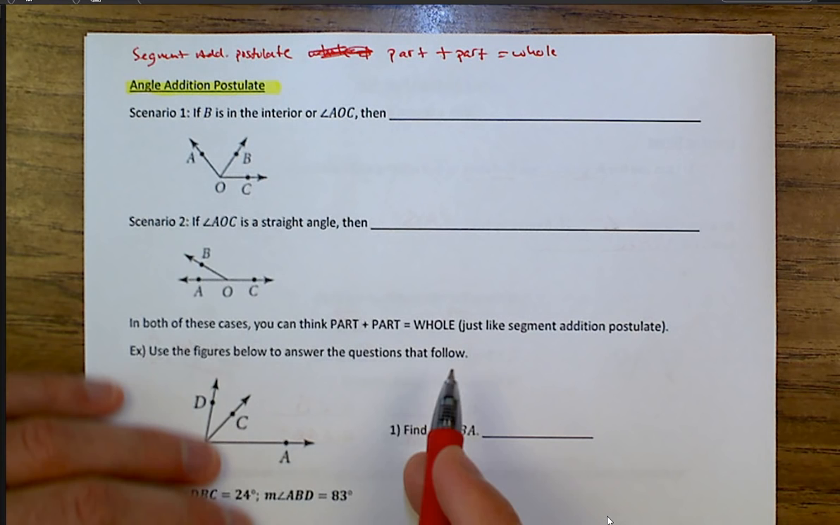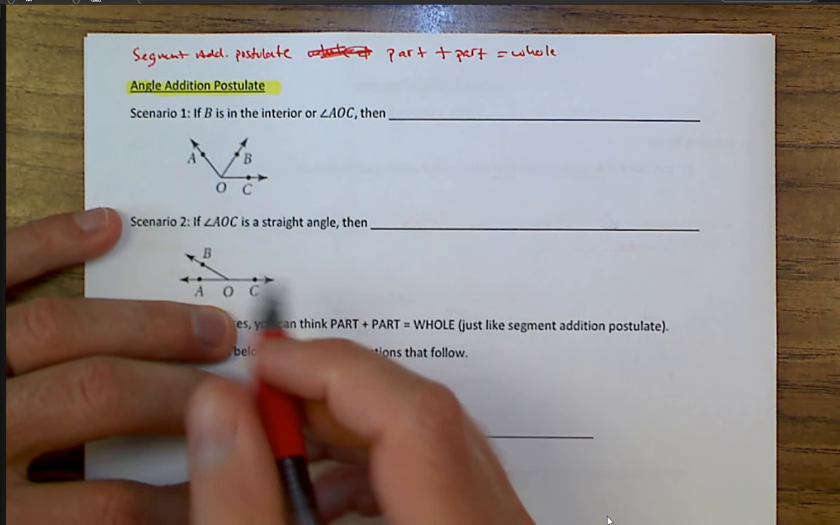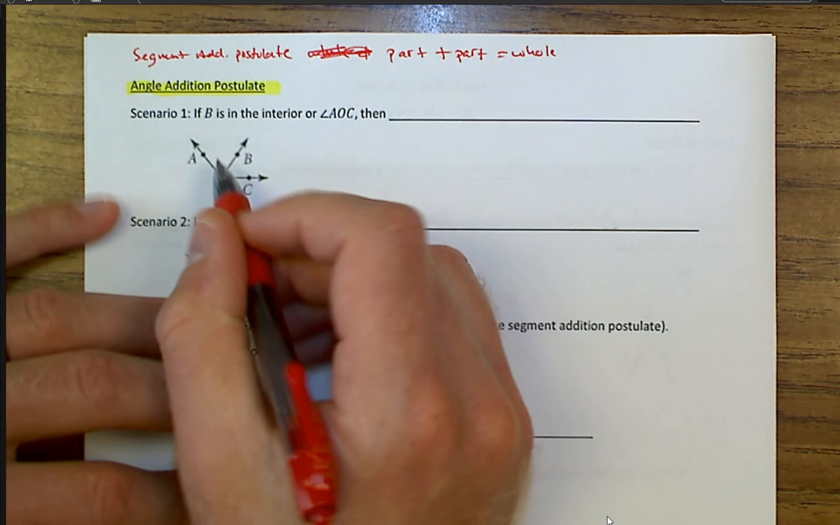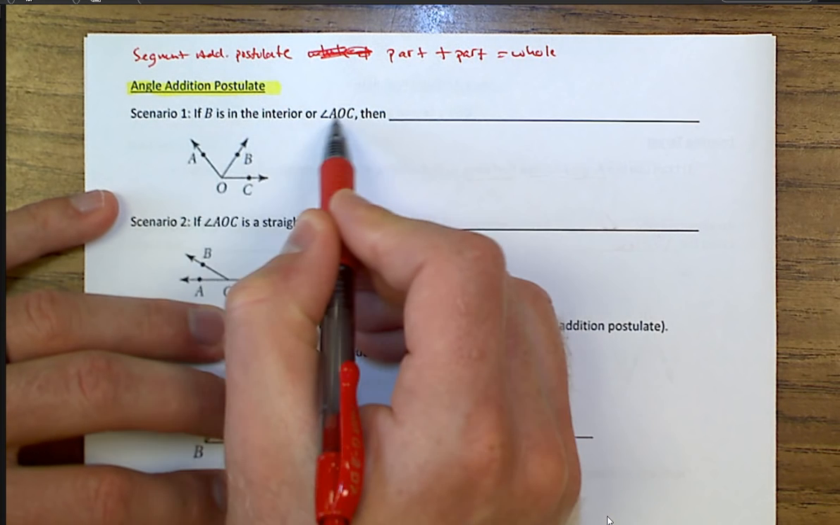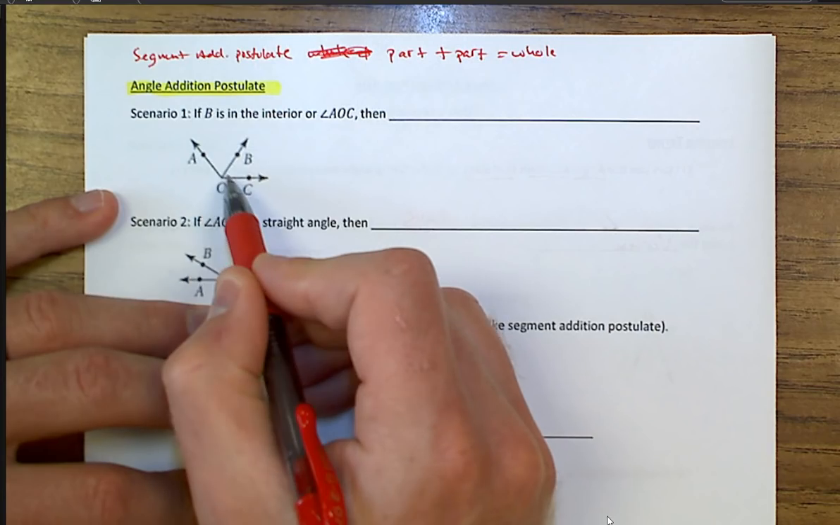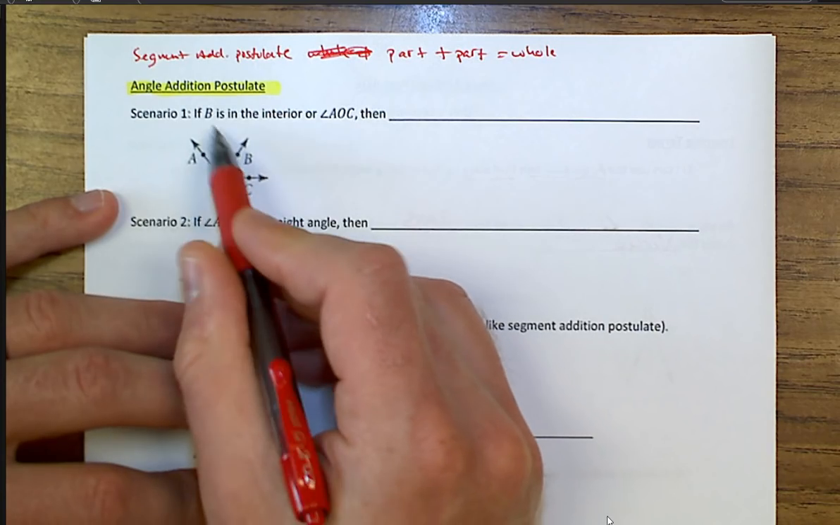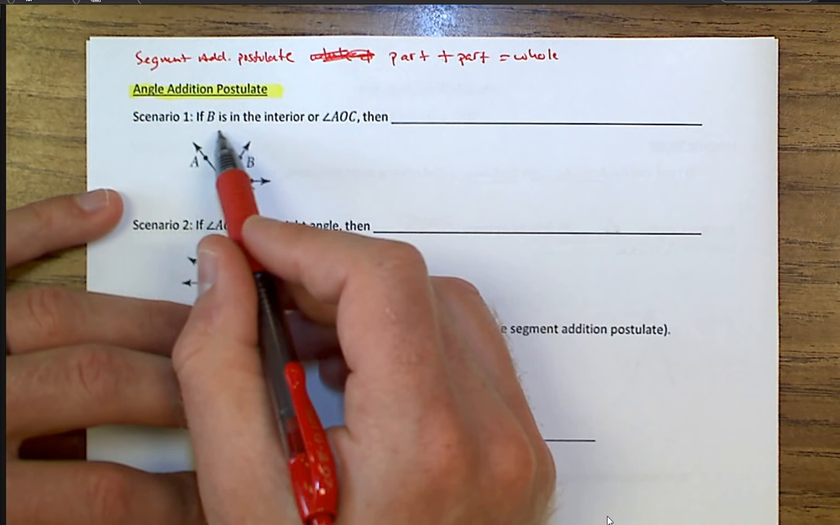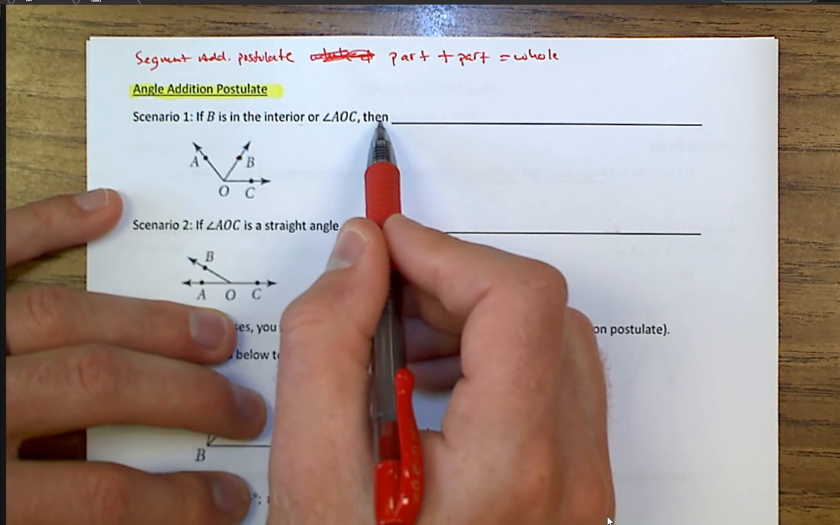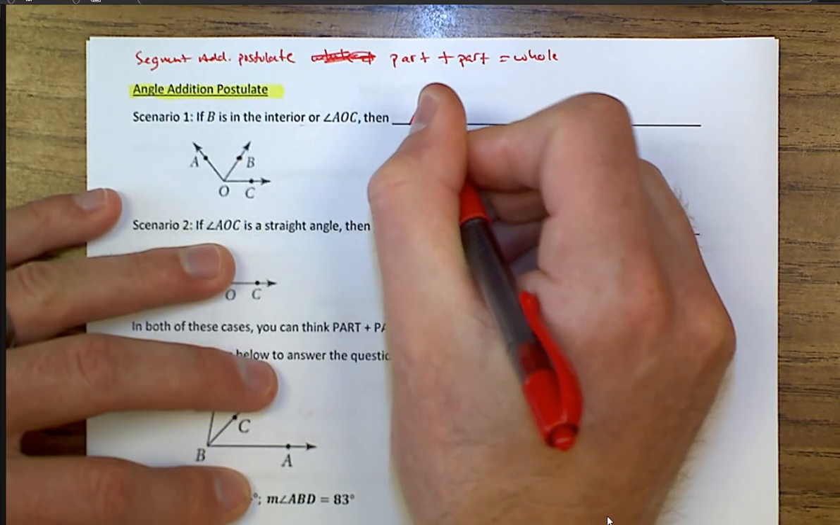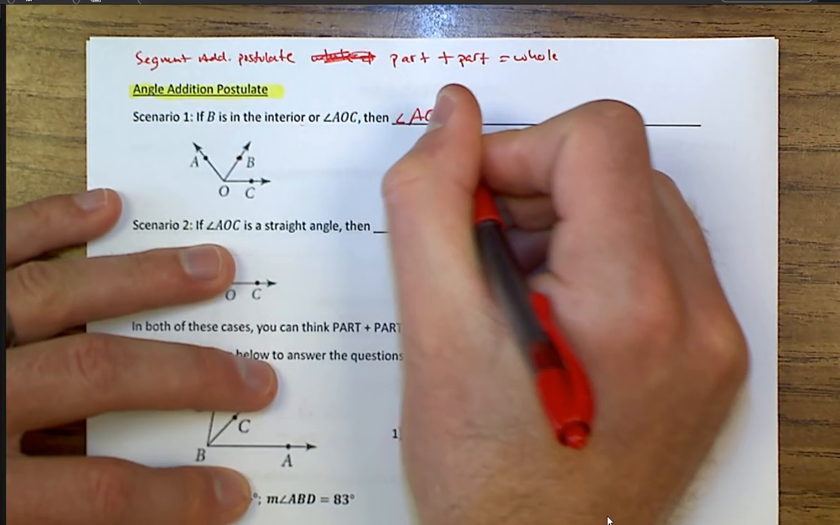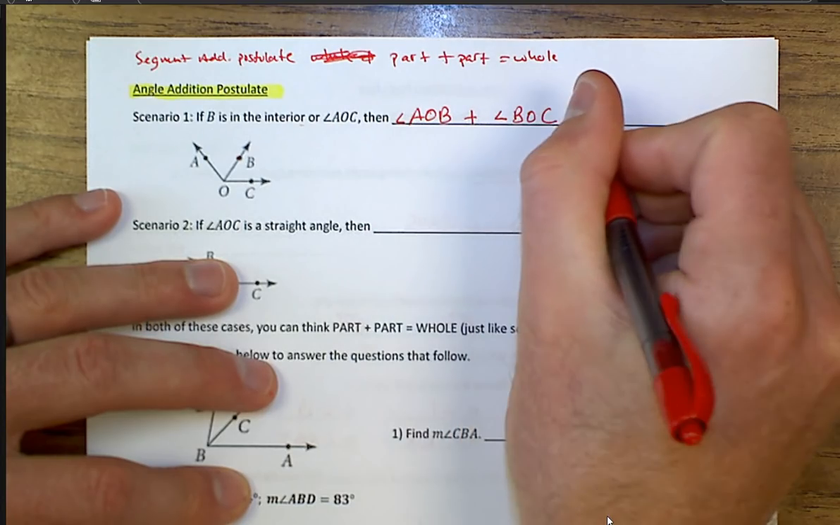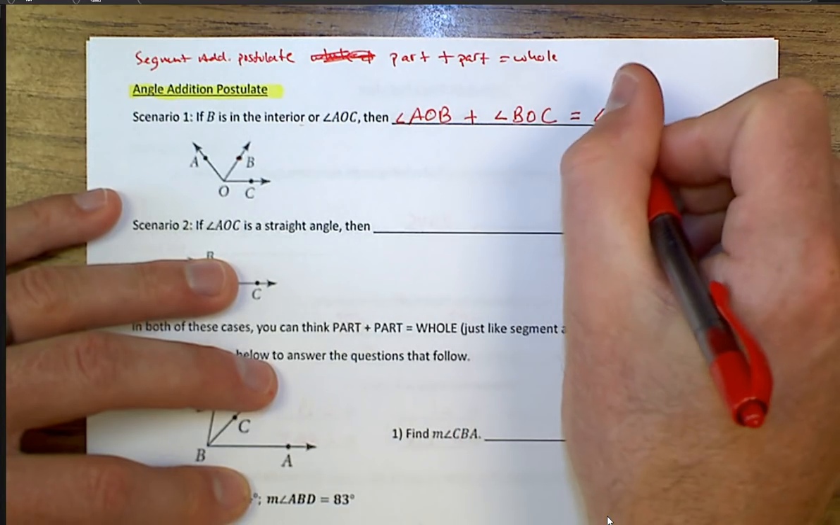But here's how the angle addition postulate works. It's really basic. It basically says if B is in the interior of angle AOC, so where's AOC? Here's A, here's O, here's C, so that's this whole angle. If B is in the middle, then what do we know? Well, if B is in the interior of angle AOC, then angle AOB plus angle BOC has to equal the entire angle AOC.